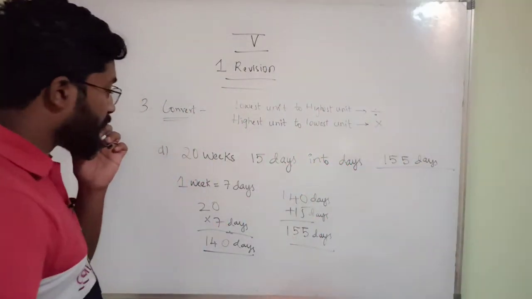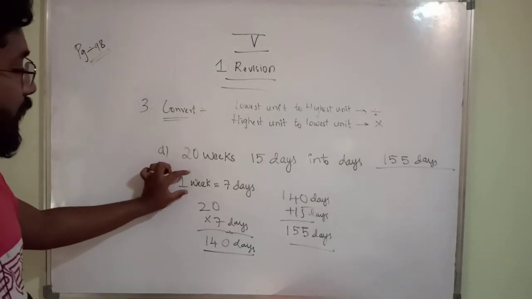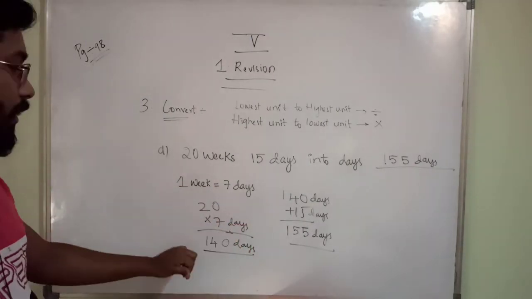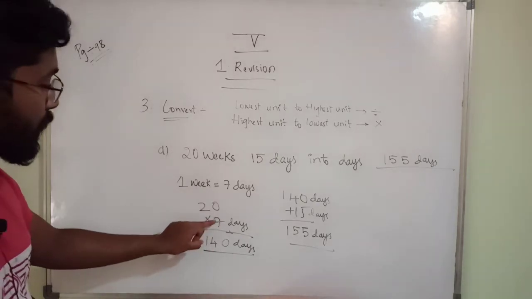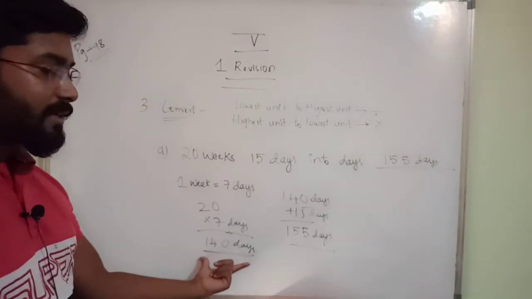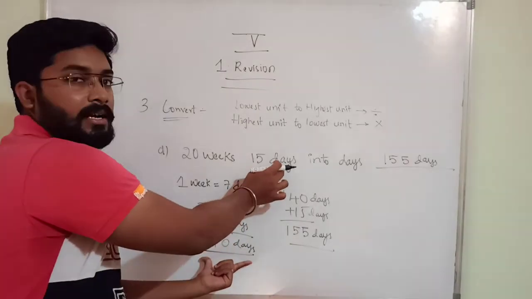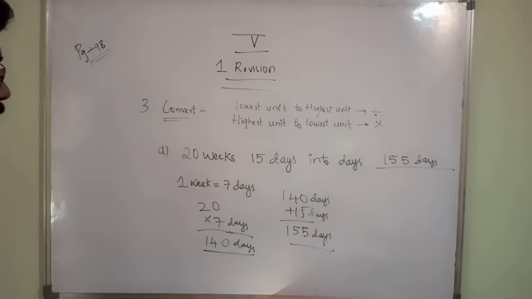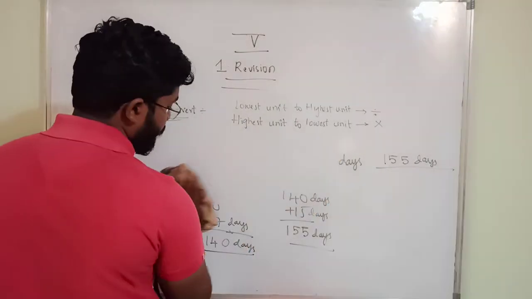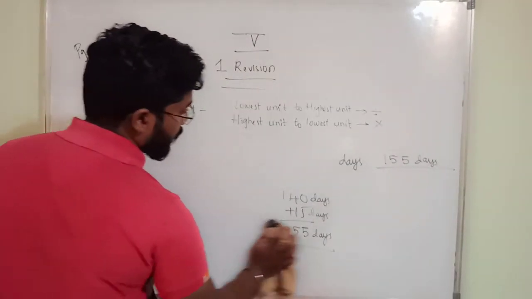Understood? Like this we have to do. You have to take 1 week equal to 7 days. We know that. Okay? 20 into 7. You got 140. 7 zeros are 0. 7 twos are 14. In days we got. Here 15 days are remaining, no? 140 plus 15. 155 days. That's all. Okay? This is the answer. 155.